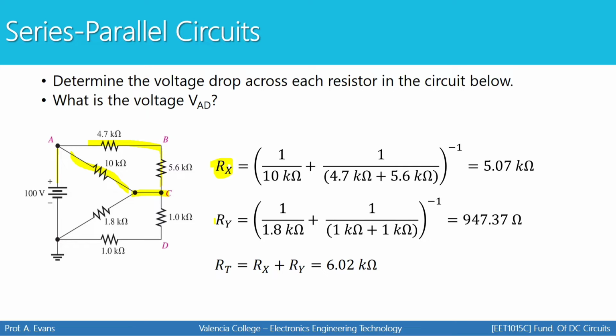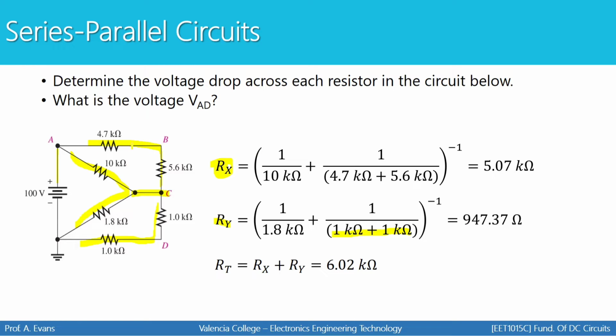Now I'm going to do Ry, which is the bottom half of the circuit. The current that split and recombined right here splits again. Here's one path, here's another path. These two paths are also in parallel because current splits here, comes back together at the end. These two resistors are in series, so you're just going to combine them together and then find your parallel resistance. So in this case, Ry comes out to be 947.37 ohms.